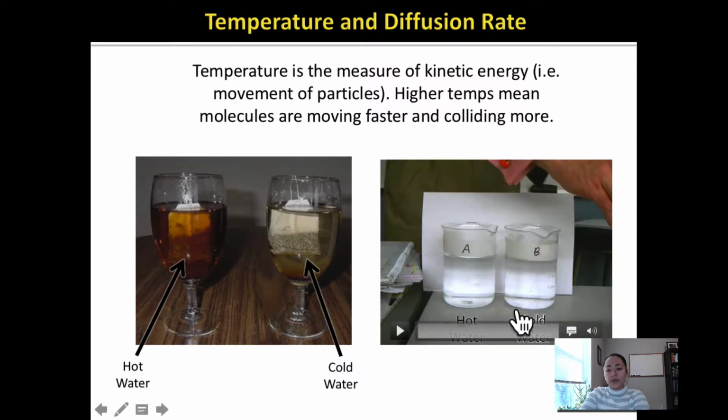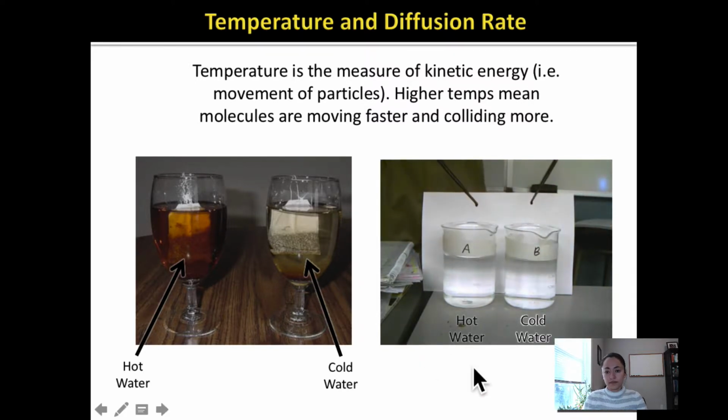Here is a little experiment. On the left is showing hot water, on the right is showing cold water. And the experimenter is going to add some food color into these two beakers, and you'll be able to just see the movement within the hot water is much greater because the particles are colliding much more. Notice that diffusion is happening at a greater rate in the hot water than in the cold water.